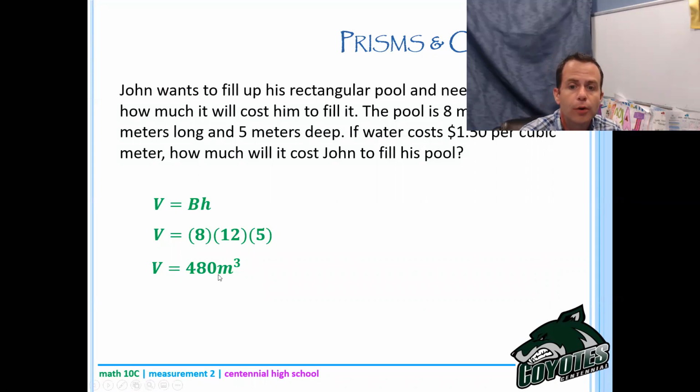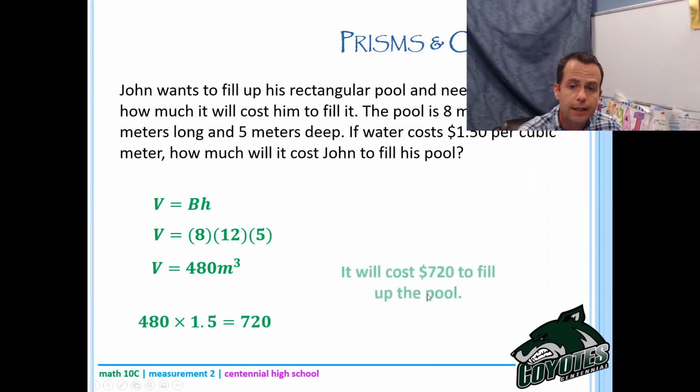So now I know I need 480 meters cubed of water, and I know what it costs per meter cubed. So I'm going to take my 480 and multiply it by 1.5, and that gives me 720. So my conclusion: it will cost $720 to fill up the pool.